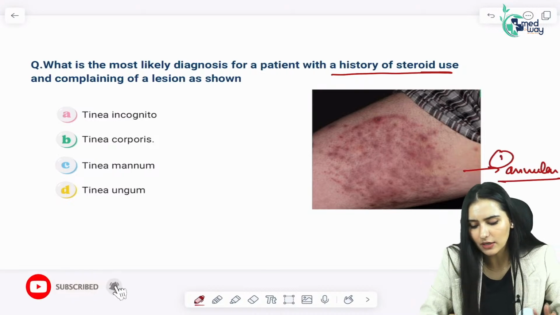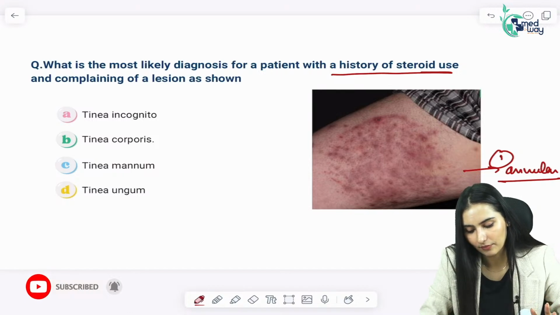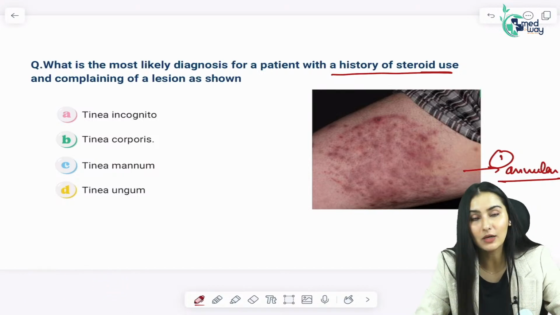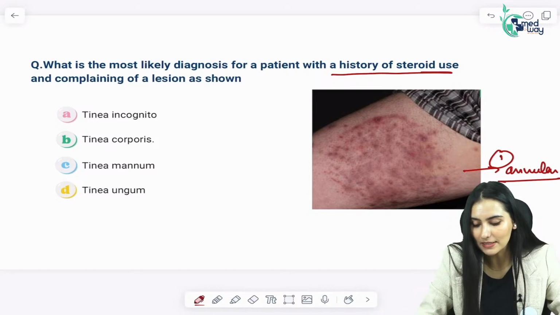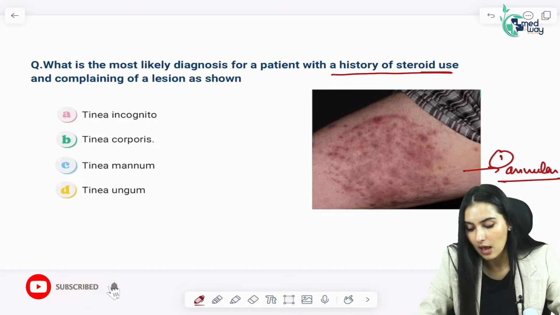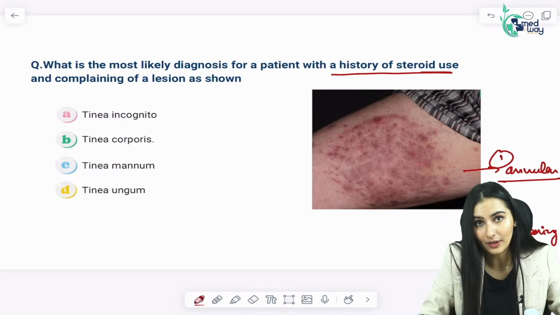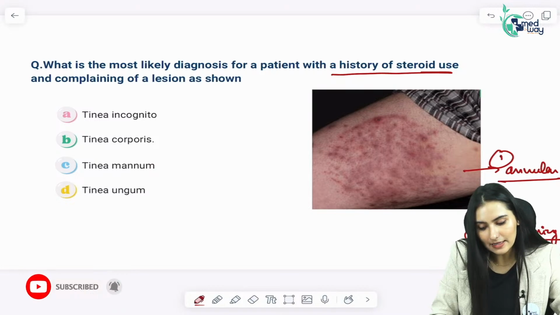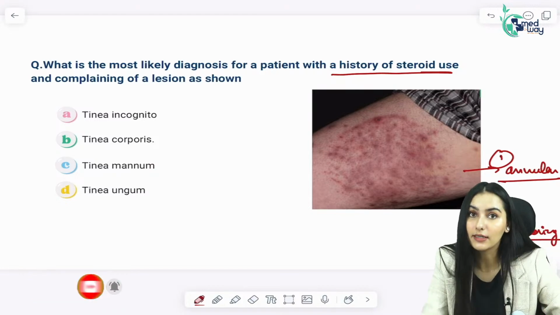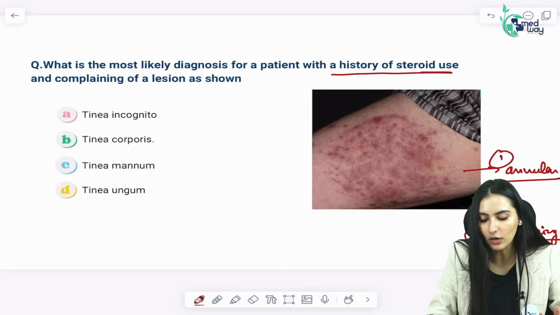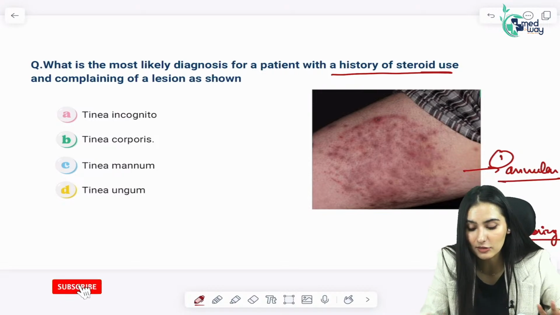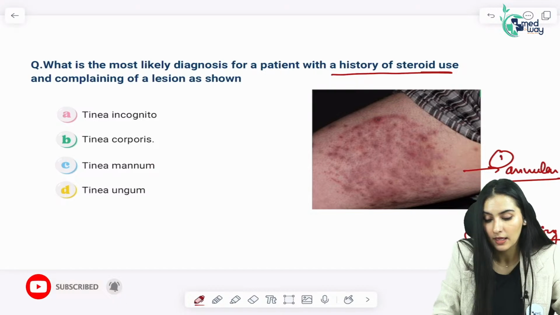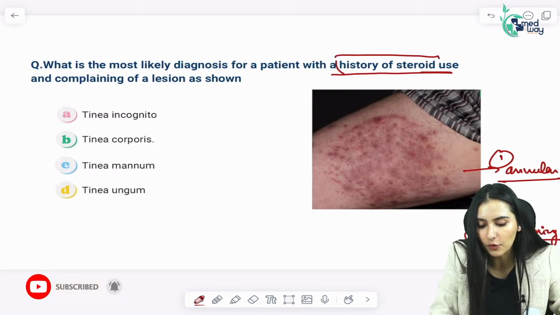You can make out that this is tinea. But does tinea normally look like this? No. What happens in tinea is that it is an annular lesion, but there is central clearing and there is activity at the periphery. You understand? Central clearing, activity at the periphery. Here, there is activity at the periphery, but there is no central clearing. So, this is not the typical presentation of tinea. This looks like an atypical presentation of tinea. That is because of the history of steroid use that has been given.